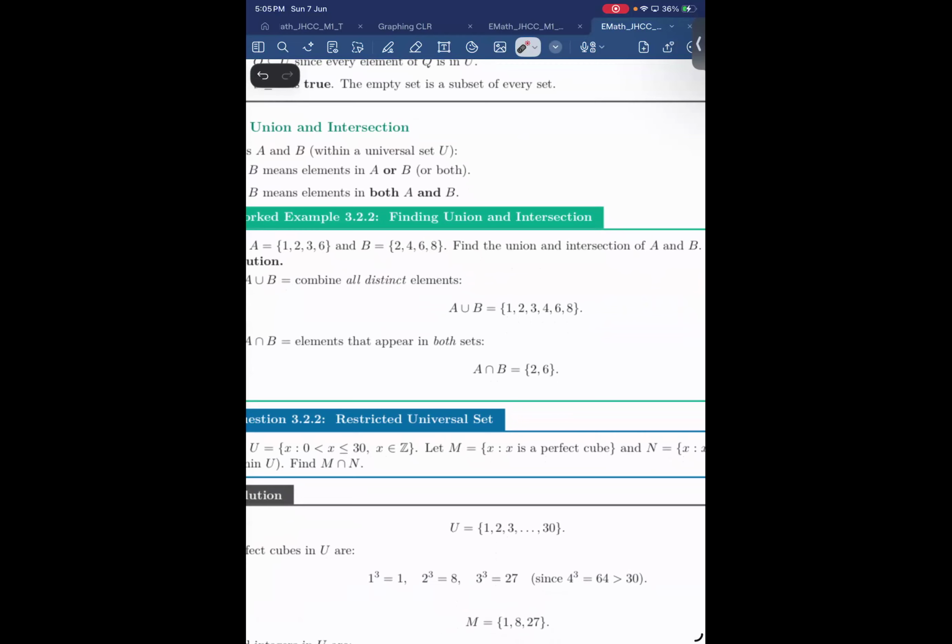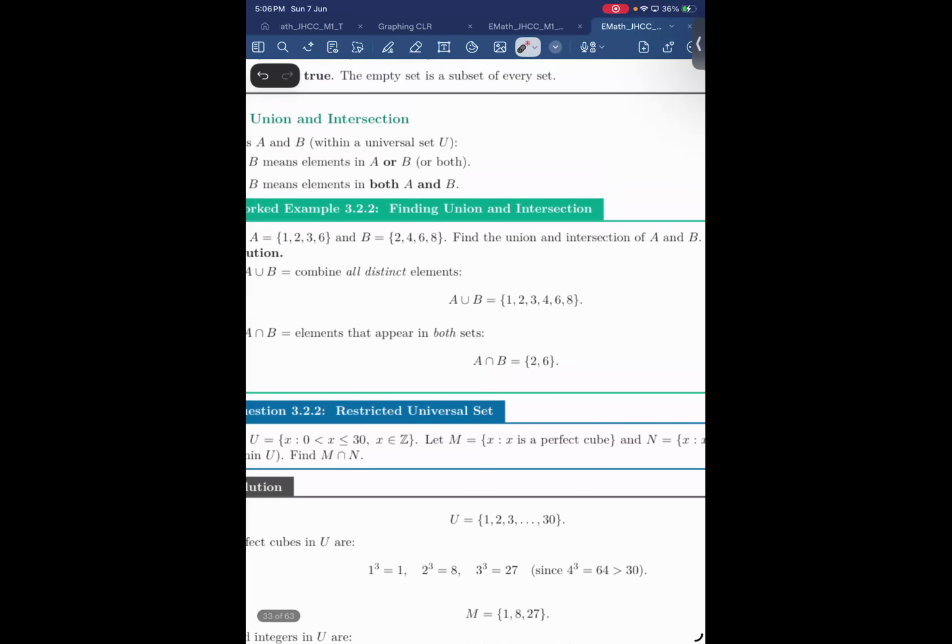Then what about N? N says X is odd, and also between 1 and 30. You don't need to write down every single thing, but it's going to be 1, 3, 5, 7, 9, all the way until 29.